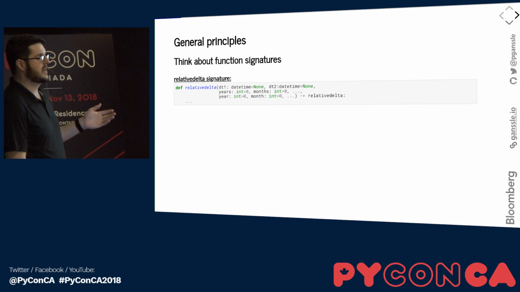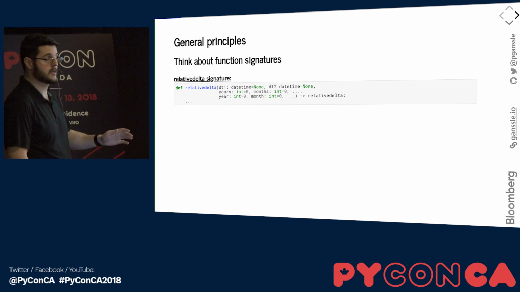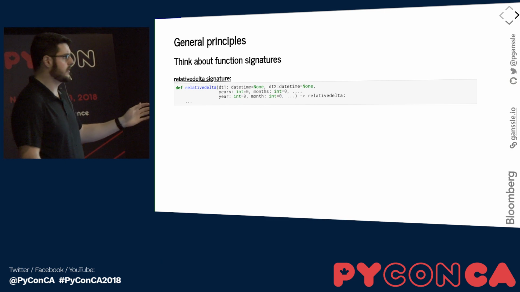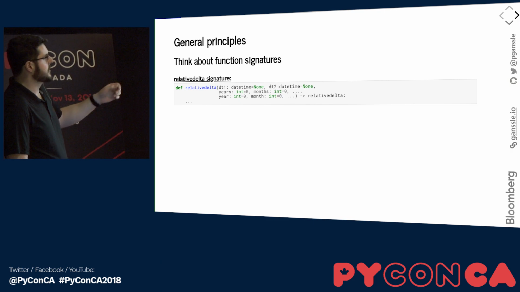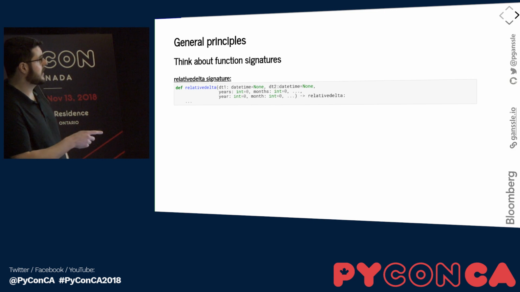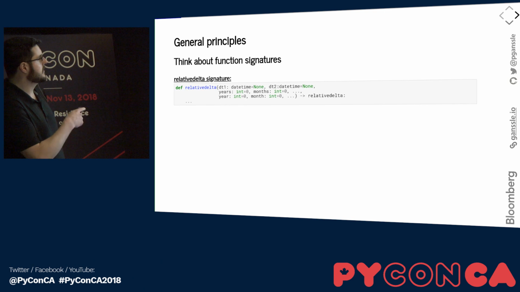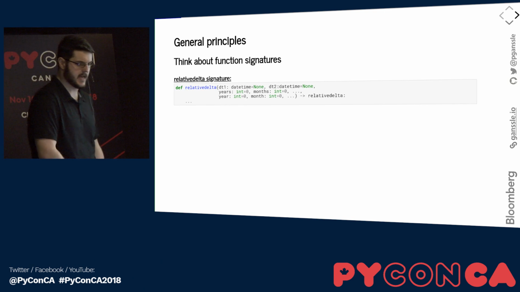So here's a real life example. I picked something from dateutil because I don't want to pick on anybody else's library. So this is relativedelta. It's a sort of offset, a calendrical offset. And if you look at the signature, it has two parameters, dt1 and dt2. They both have default values. And it also has years and months and year and month, and there's a whole bunch more just like that.